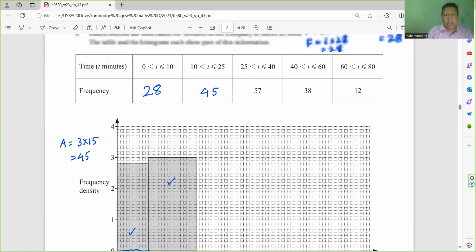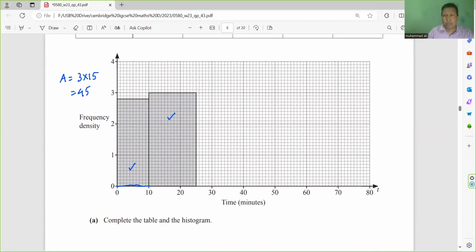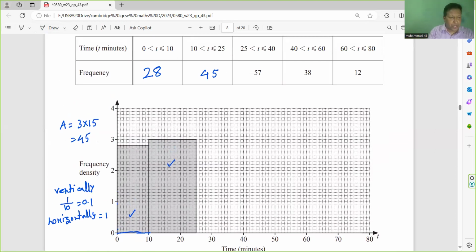If we observe the histogram, vertically each box is 0.1. Why? Because 1 divided by 10. So vertically one box is 0.1 and horizontally each box is 1. Now we have found the frequencies 28 and 45.